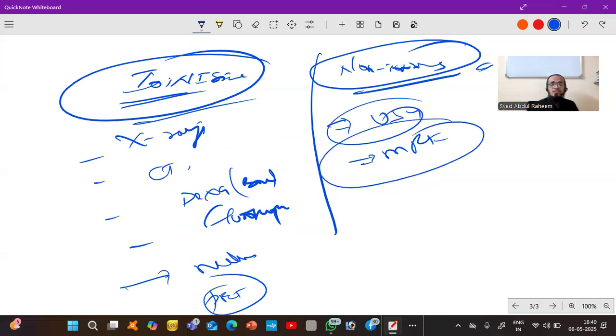In non-ionizing, we have two things, that is USG and MRI. These are the safest scans. They have their own side effects also, but compared to ionizing, non-ionizing are much less problematic. That's the reason USG is done during pregnancy.